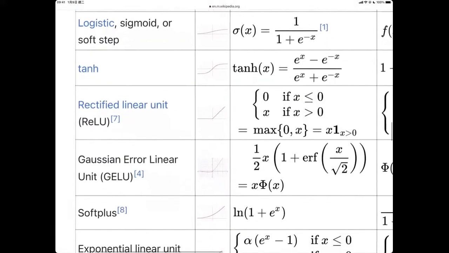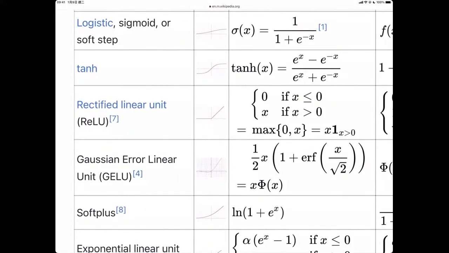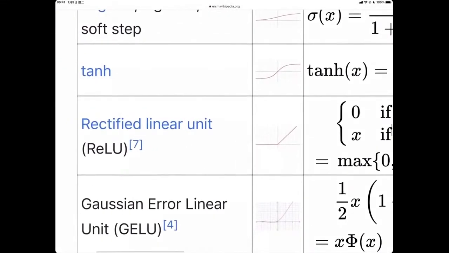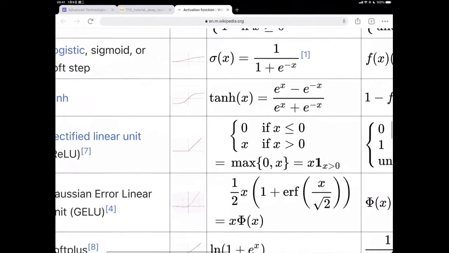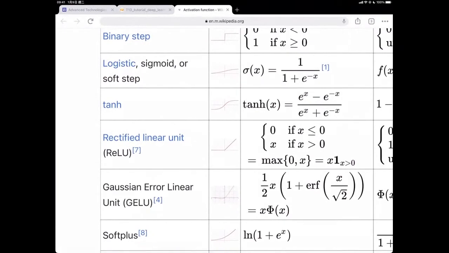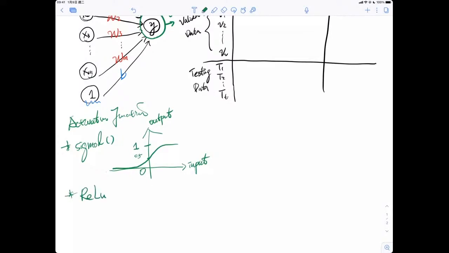Some of them, like this one, ReLU, R-E-L-U. You can see that it's a very special activation function. It says if the input value is less than or equal to 0, the output value is 0, right? And if x is larger than 0, you simply output x for your input value. ReLU input output. Okay, so it's right here.